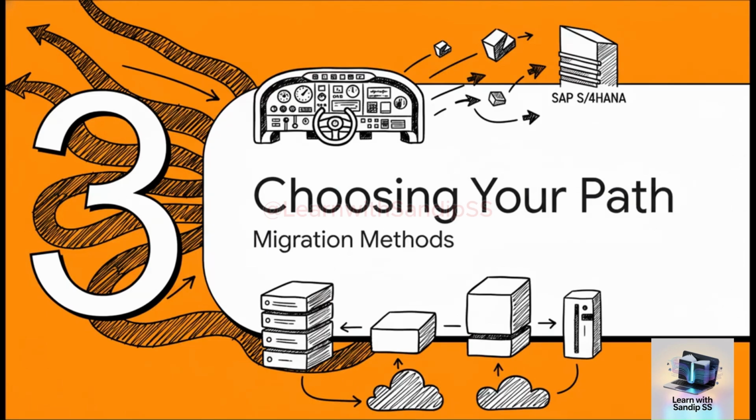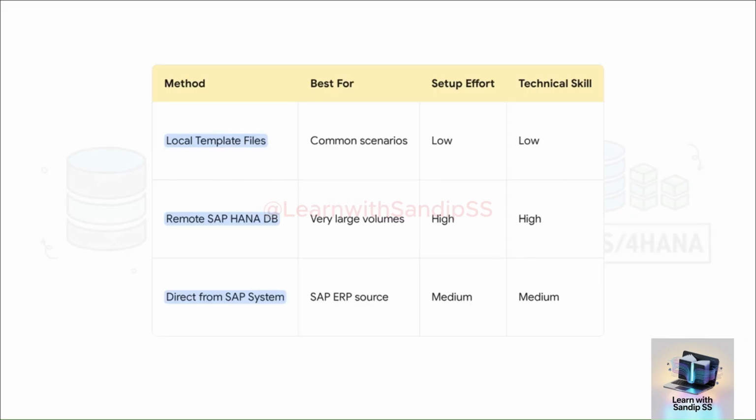All right, so you've got your keys, you're in the cockpit. Now what? Well, the next big decision is choosing your path, because this isn't a one-size-fits-all kind of deal. You've got options. You've basically got 3 main choices. The most common one by far is using local template files. It's super popular because the setup is so easy.